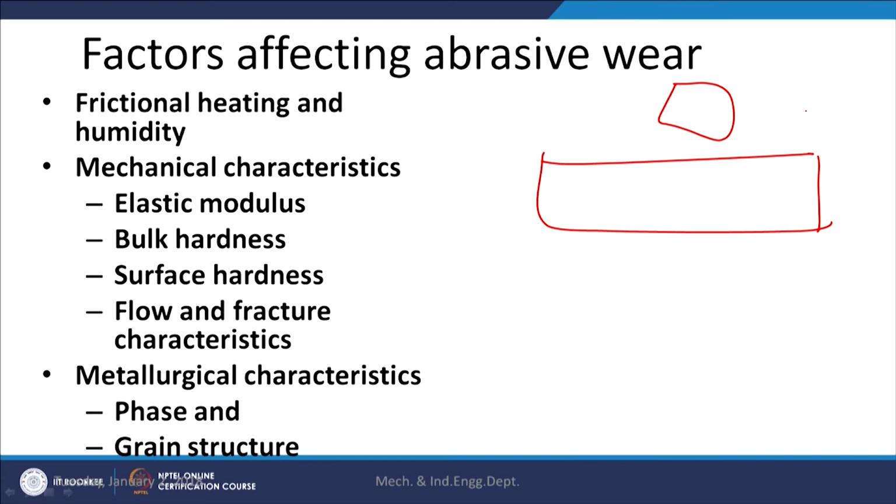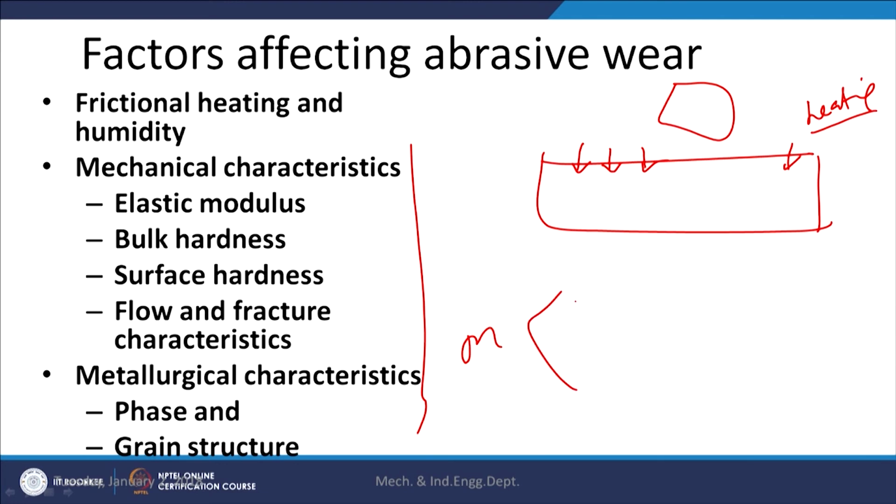For example, if some kind of heating is taking place, the high temperature will lower the hardness of the surface layers. A reduction in hardness will increase the abrasion tendency, and so the abrasive wear will increase. Similarly, for the material related factors, there are two broad categories as far as the material is concerned: mechanical properties and the metallurgical properties of the material.